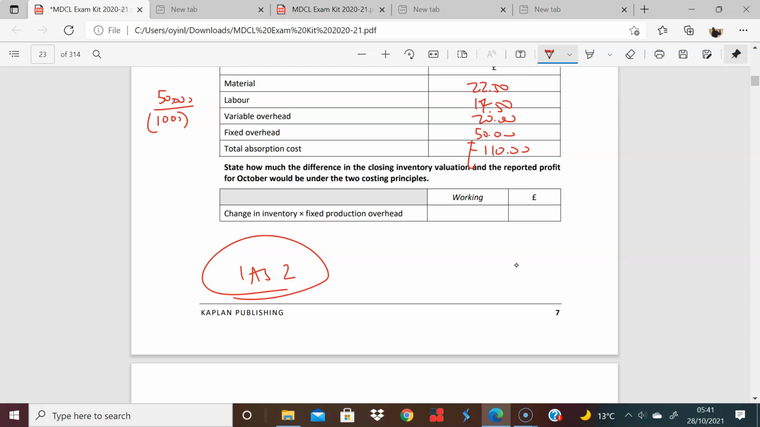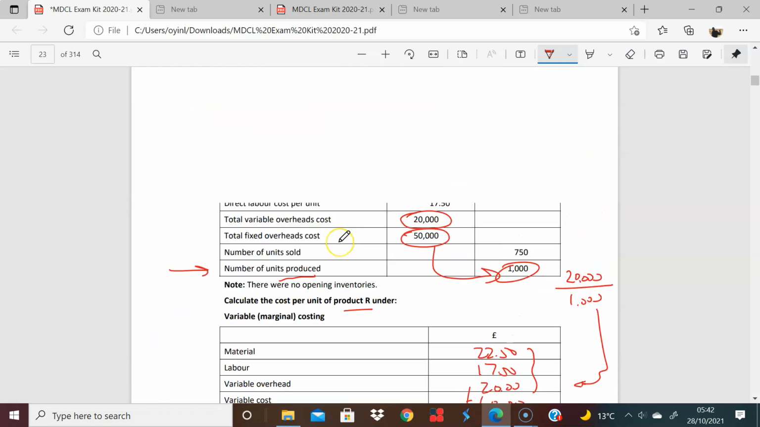So you had no inventory at the beginning of the year, but now you produce 1,000 and you sold 750. So it means you have 250 left at the end of the year, right? So that's your closing inventory, 250. So you have 250 times the 50, of course, because that's the only element that we see in overheads in closing inventory under absorption costing that we don't see in marginal, because marginal does not include these fixed overheads. So 250 times 50 takes us nicely to 12,500. And that's question 11.